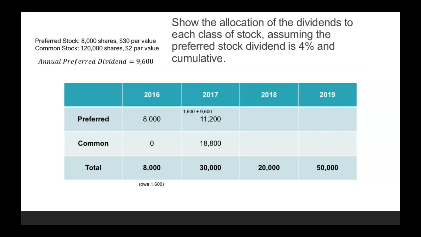Now in 2018, we have $20,000 of cash dividends, plenty to pay out the $9,600 that preferred is supposed to get. We didn't owe them from any previous years, so they just get that $9,600. Common gets the amount that's left over. Now going into 2019, we still don't owe anything to preferred for previous years, so they still just get that $9,600. Common gets what's left over, they get the $40,400.